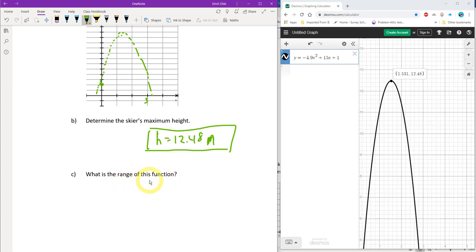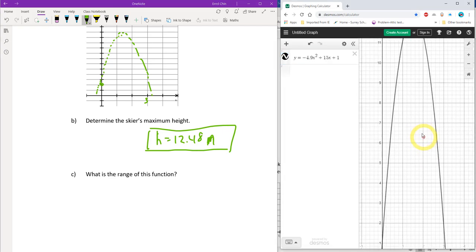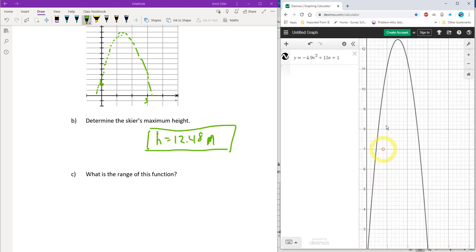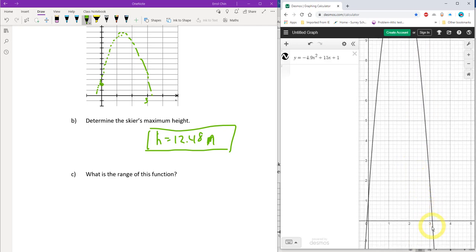Now, what's the range? Now, range is y values, right? So what are the y values you see here? Well, yeah, I guess you can imagine the skier eventually starts at 0, but he's starting here at 1-ish, taking off the jump. He goes to a height of 12.48, and then he comes back down. And yeah, he does go negative, but hopefully he survives the jump and doesn't plow himself deep into the snow. We would say that he ends up at 0.